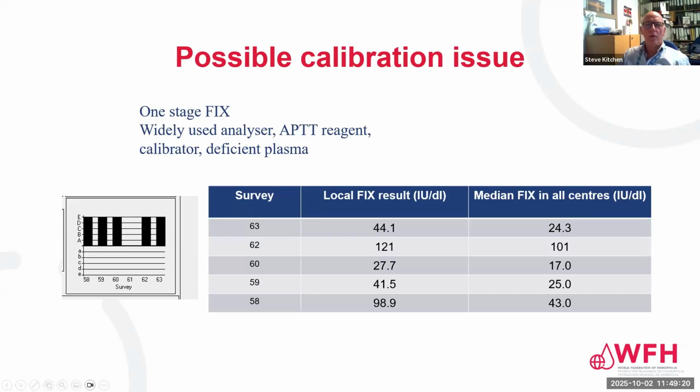The second most common cause of issues in our IEQAS program amongst participants relates to calibration. So on the slide, we can see an example of some factor 9 assay results, local results consistently higher than those obtained in other centers. This is a typical clue that calibration may be the issue. Next slide, please.